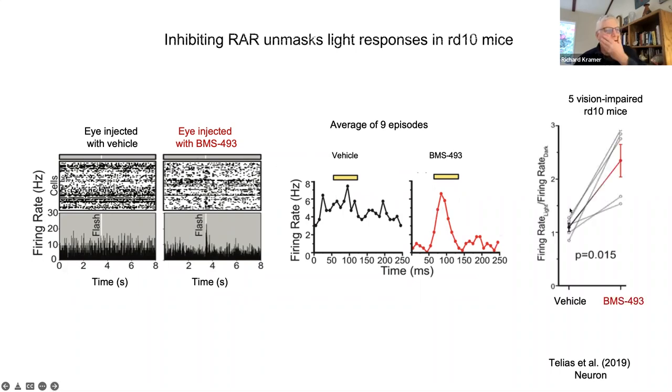And this is now a comparison of 5 different mice, the eye that was injected with drug versus the eye that was injected with vehicle. In every single case, we see quite a significant response to light, expressed as firing rate in light over firing rate in dark. So we've really pulled this signal out of the noise, if you will.